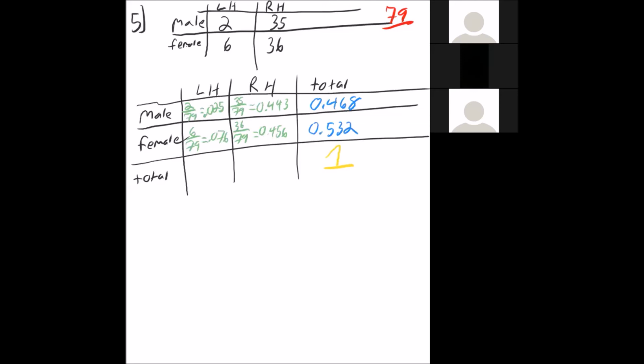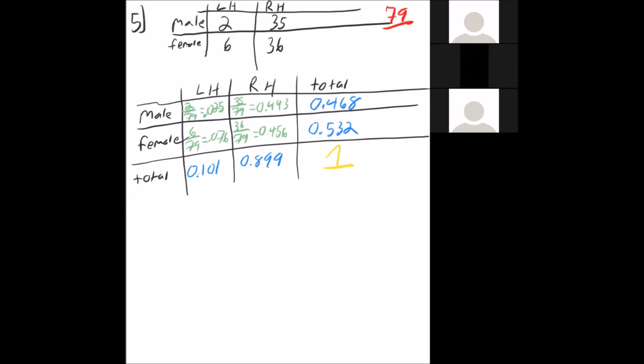And then I'm going to add the columns up as well. So I'm going to have 0.025 plus 0.076, which will give me 0.101. And then I'm going to do 0.443 plus 0.456 to get 0.899. And if you notice, if you add the totals, either way, it gives you 1 on that one. So this would be how you would make the joint and marginal relative frequency table. And then from here, you can answer the questions that they're asking.